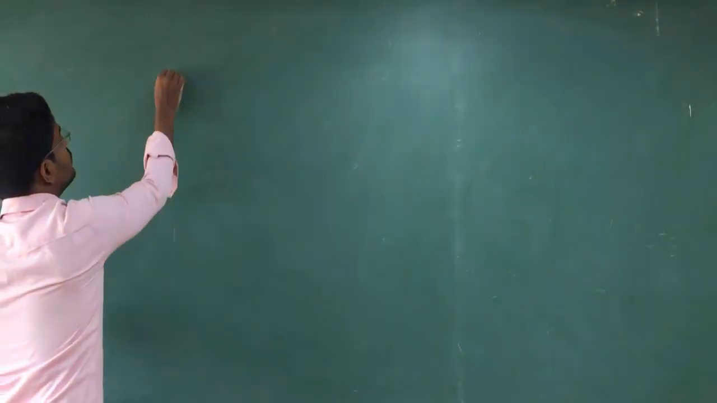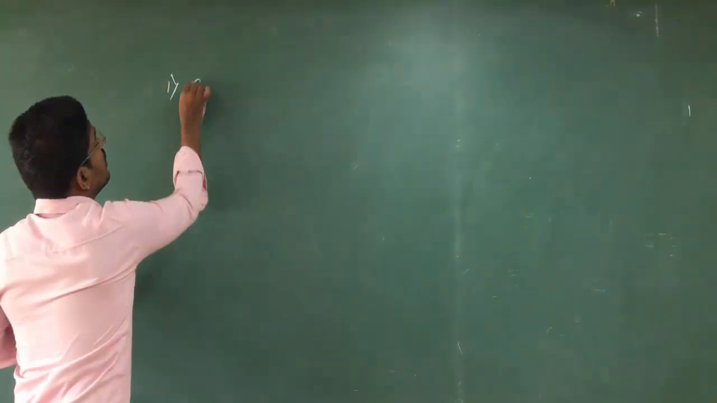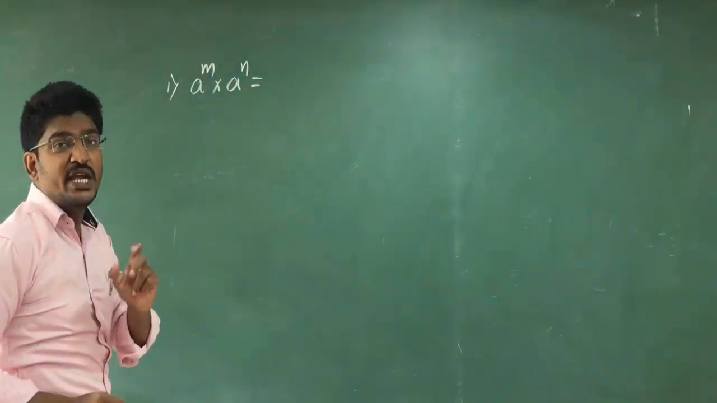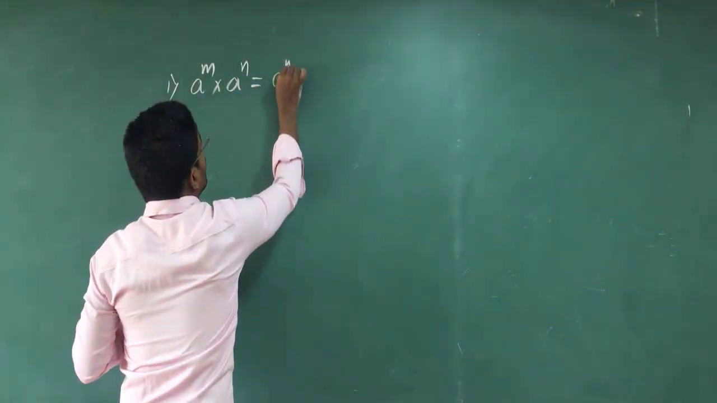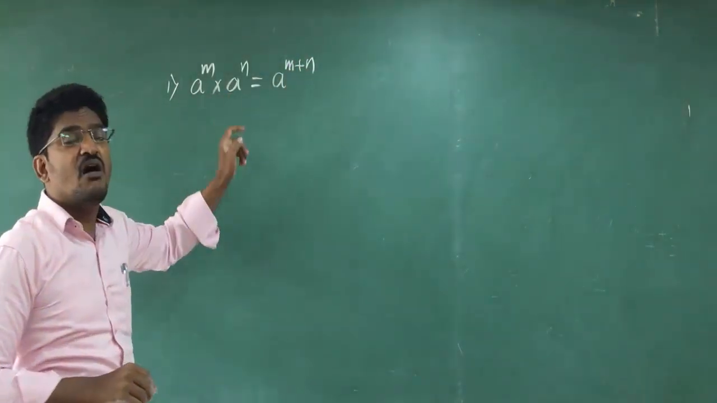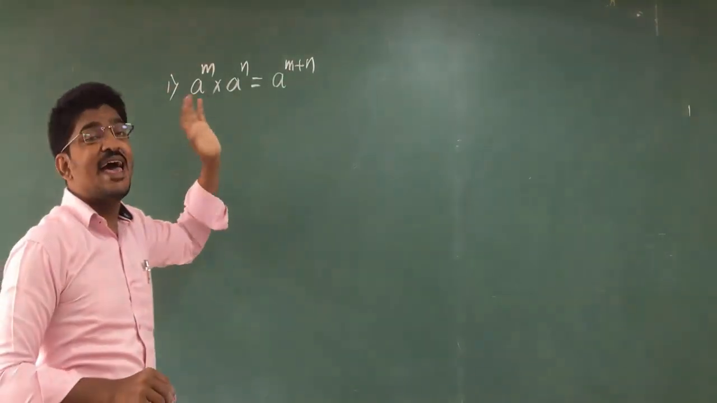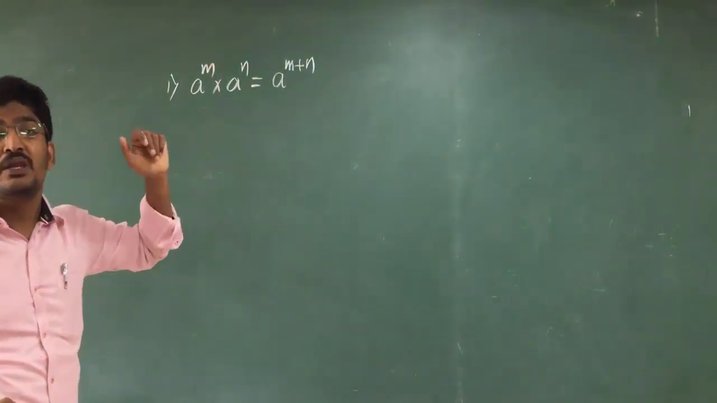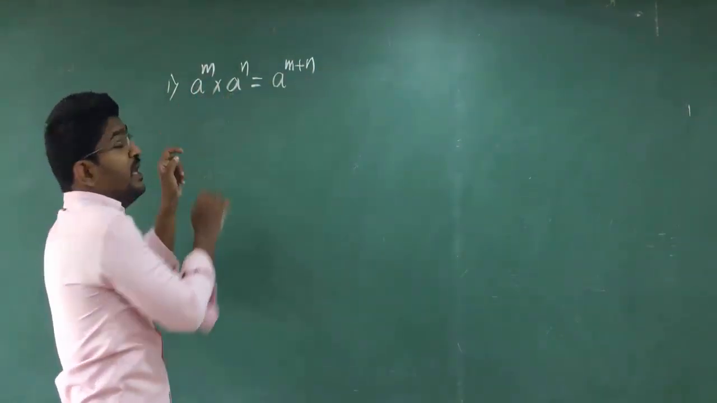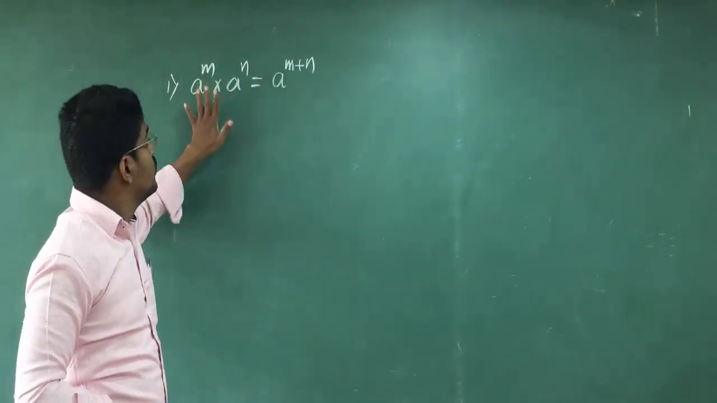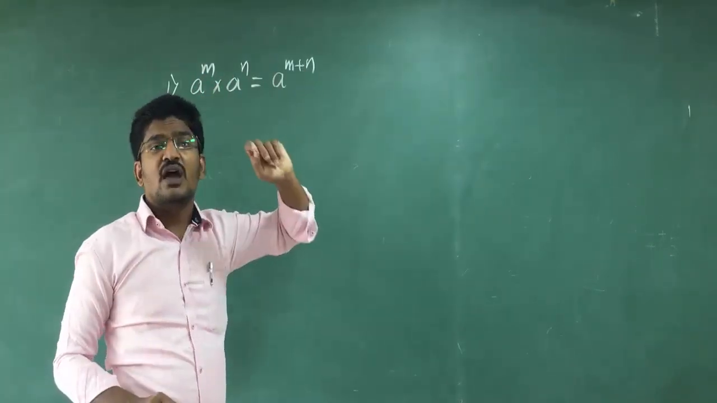From the indices, you must remember that the very first point is a to the power of m multiplied with a to the power of n is going to be equal to a to the power of m plus n. Are you clear? If the base terms are same, this will happen. If the bases are not same, you can't write a to the power of m plus n. These two terms have to be same. Please keep in mind. Clear? If these two things are same, you can write it as a to the power of m plus n.